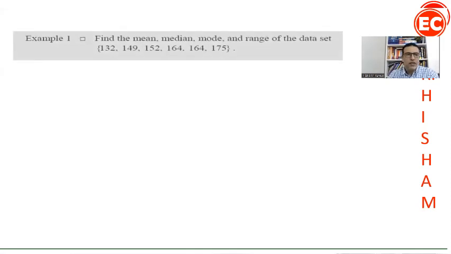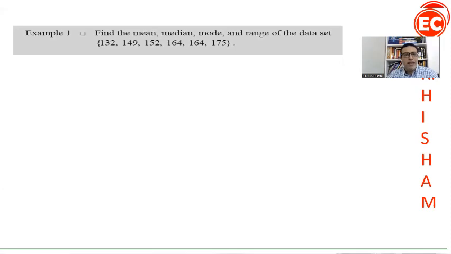Let's go to example 1. Find the mean, median, mode, and range. Let me tell you that in the SAT, all the data analysis questions come in section 4, so in all of these questions, you are allowed to use your calculator. Find the mean, median, mode, and range of the data 132, 149, 152, 164, 164, and 175. As we can see, it's already arranged.